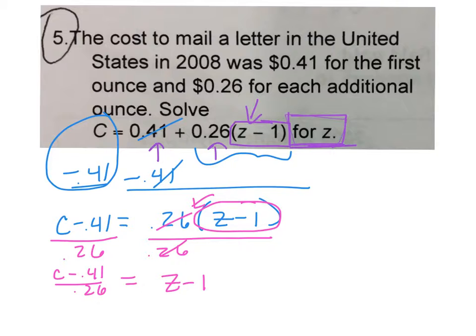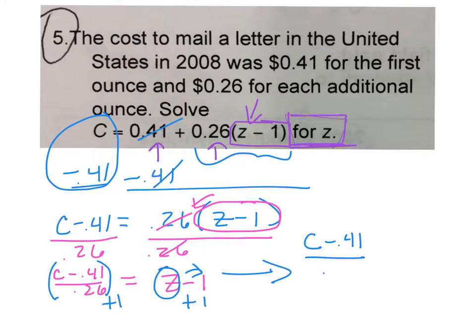Now, the last thing we got to do is we got to get Z by itself. So that means I've got to get rid of this minus 1. And the way you do it is you just add 1. Now, when I add 1, I'm adding 1 to this entire thing. So, let's go over here. I'm going to rewrite it. We got C minus 41 cents divided by 26 cents. And then I'm going to add 1, and that's going to give me the value of Z. Alright, so in that case, the only one that looks like that is your answer choice of B.